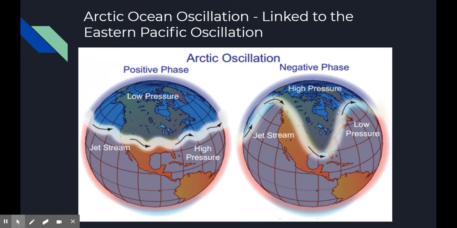Linked to the Eastern Pacific Oscillation is the Arctic Oscillation. In the positive phase, the jet is further south, which allows for a more active weather pattern across the country. In the negative phase, you have a strong ridge along the west coast and a deep trough along the east coast, and it brings cold air to much of the east.